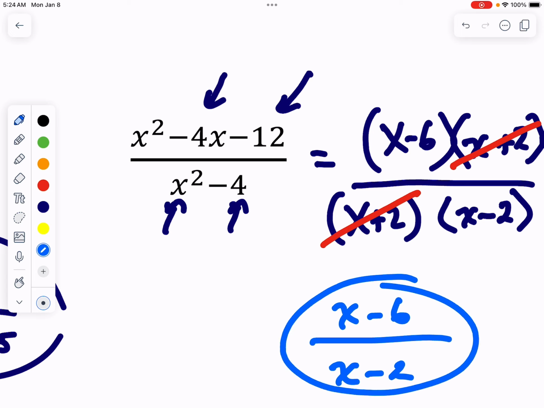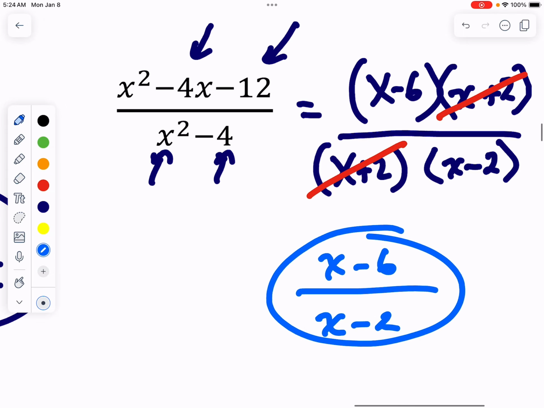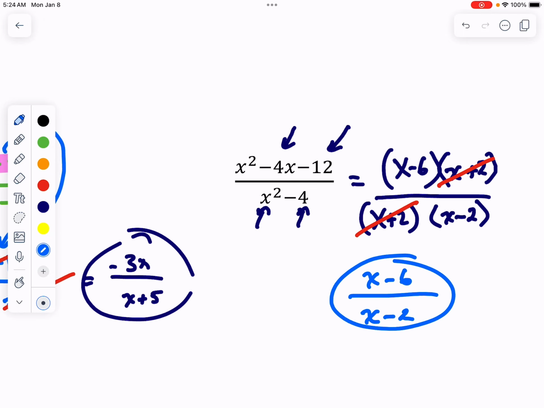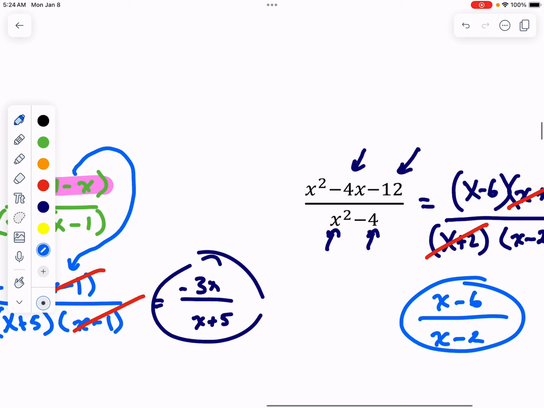Okay, that is the answer. You can't cross off the x's. You can't divide the 6 and the 2 because they are terms, not factors. Cross off factors, not terms. All right, let me know if you have questions.